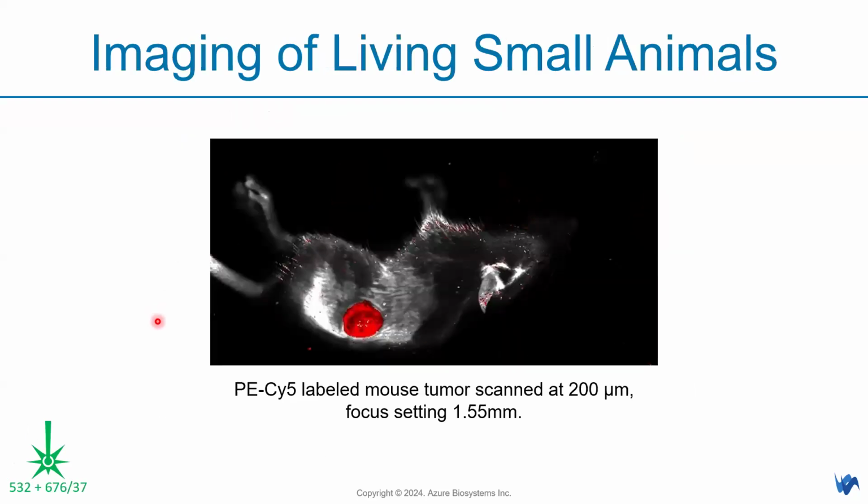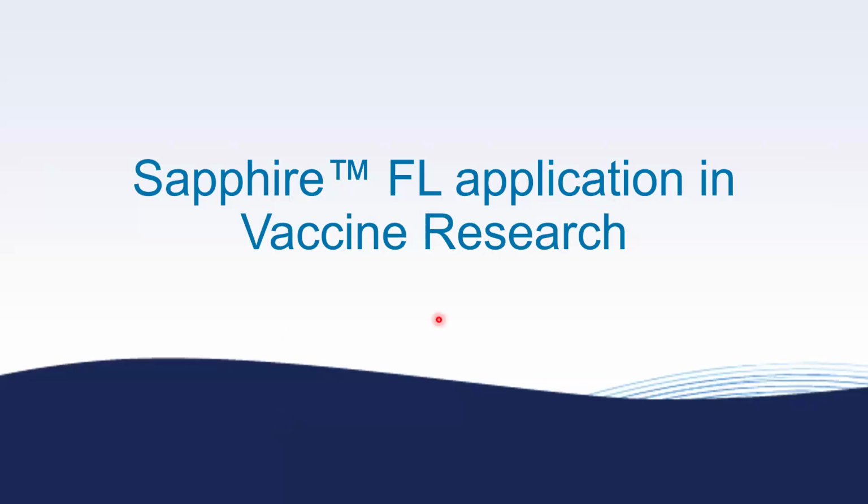Okay. Right, so here's another example: PEC5 labeled mouse tumors scanned at 200 micron resolution at a focus setting of 1.55 mm. Okay, right. So let's look at vaccine research. Okay, right. So in vaccine research, I will use a publication example to showcase how our users, or Sapphire users, utilize the system for that purpose.